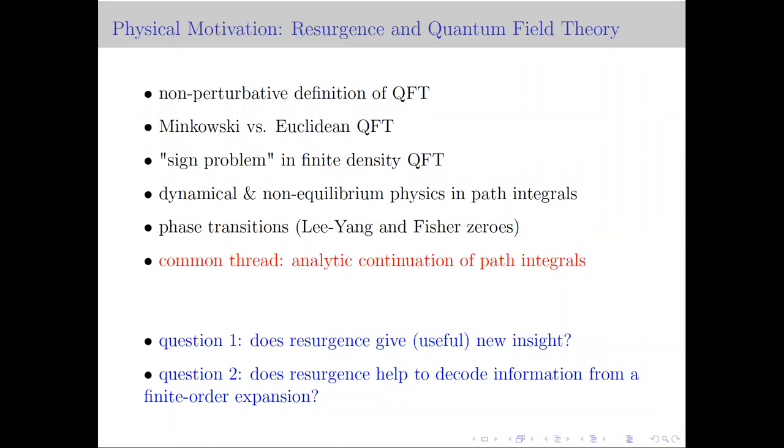And then there are the questions of how do you probe phase transitions in some complicated gauge theory like QCD, for example, or even in some statistical field theories. And the common thread here that I want to focus on is, what does it mean, and is it even a sensible question to talk about analytic continuation of path integrals? So that's my background motivation. Of course, I haven't solved this problem in full detail for quantum field theory, but there's been remarkable progress using this insight coming from the mathematical theory of resurgence in recent years.